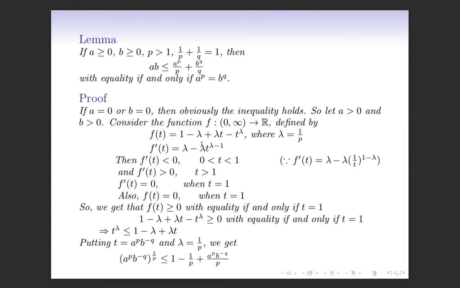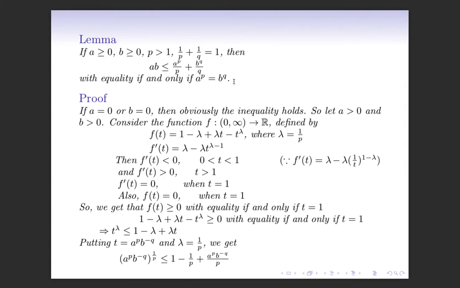To prove these inequalities, we need a lemma which states that if a and b are non-negative real numbers and p is greater than 1 and 1/p + 1/q = 1. Here p and q are called conjugate exponents or conjugate indices. Then we have to show that ab is less than or equal to a^p/p + b^q/q, and equality holds if and only if a^p = b^q.